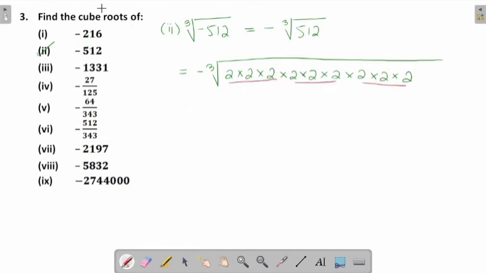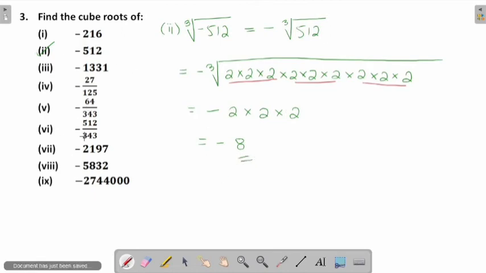So, this can be written as negative, and instead of these 3 I will write 1, instead of these 3 I will write 1, and instead of these 3 I will write 1. So, it is minus 2 into 2 into 2, which is 8, right? 2 into 2 is 4, 4 into 2 is 8. That is why your answer will be minus 8 for this case.